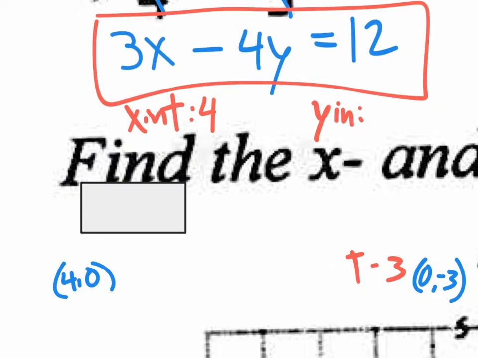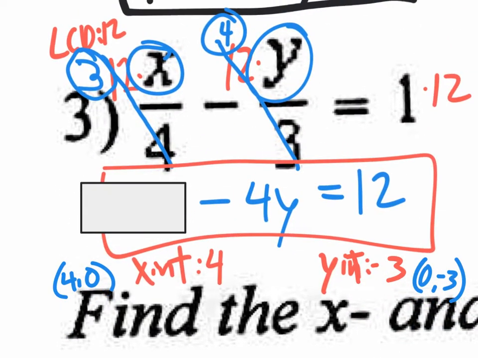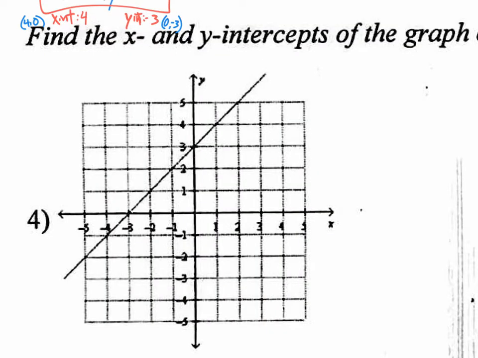Let's move on to number 4, find the x and the y-intercepts. This is like easy. If you get this wrong, I don't know what to tell you. There's the x-intercept right here. Where's the x-intercept at? Negative 3, right? So if you want to write it as a coordinate, what is that location of that blue coordinate right there? Negative 3, 0.